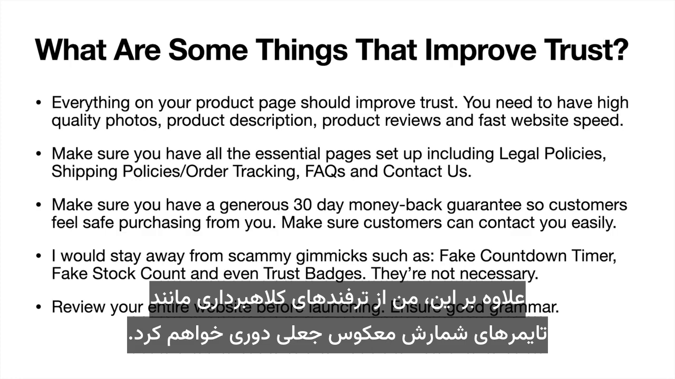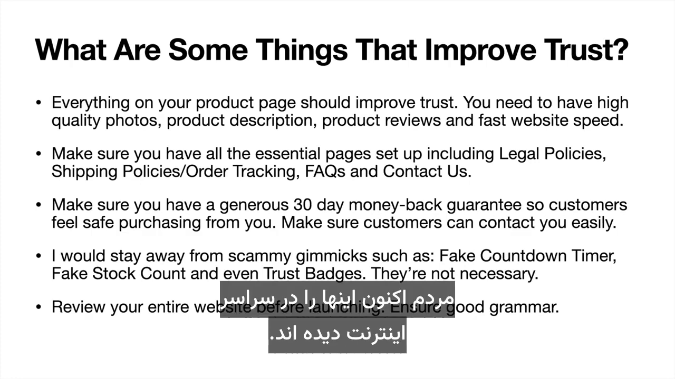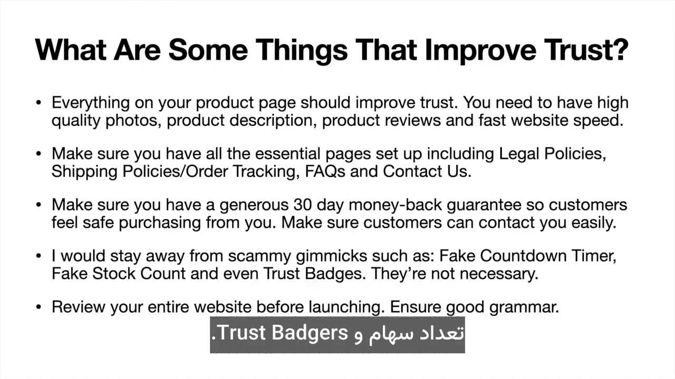In addition, I would stay away from scammy gimmicks such as fake countdown timers, fake stock count, and even trust badges. They're not necessary. People have seen these all over the internet now. People don't trust them. So I recommend staying away from countdown timers, stock count, and trust badges.